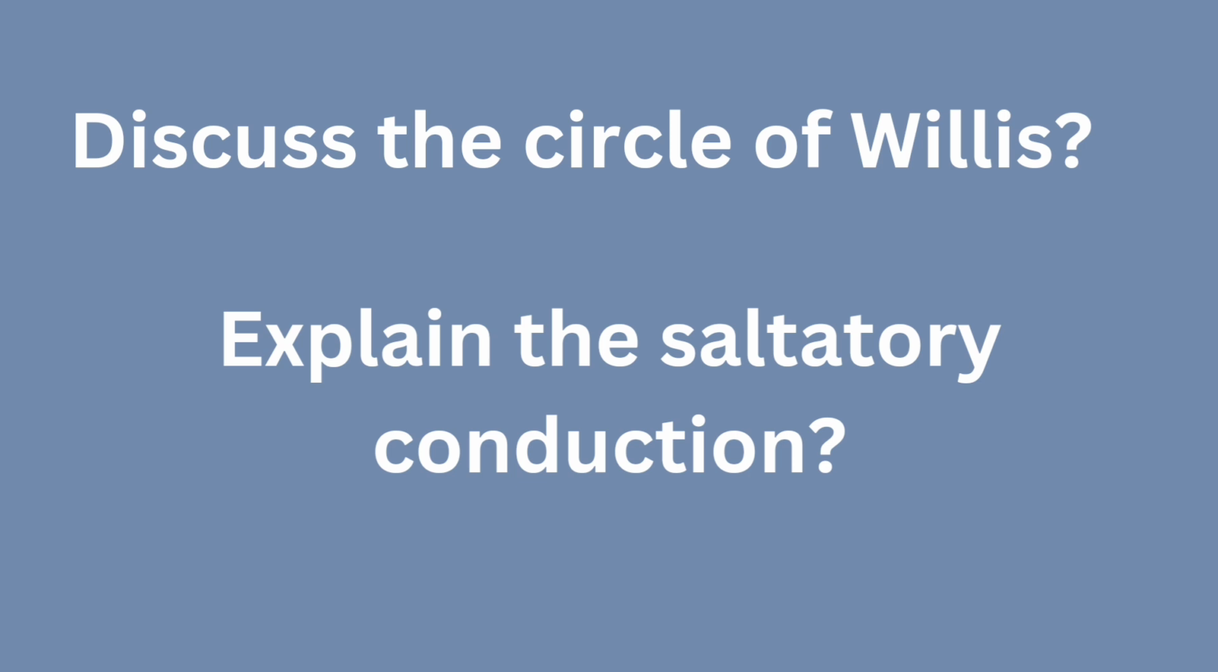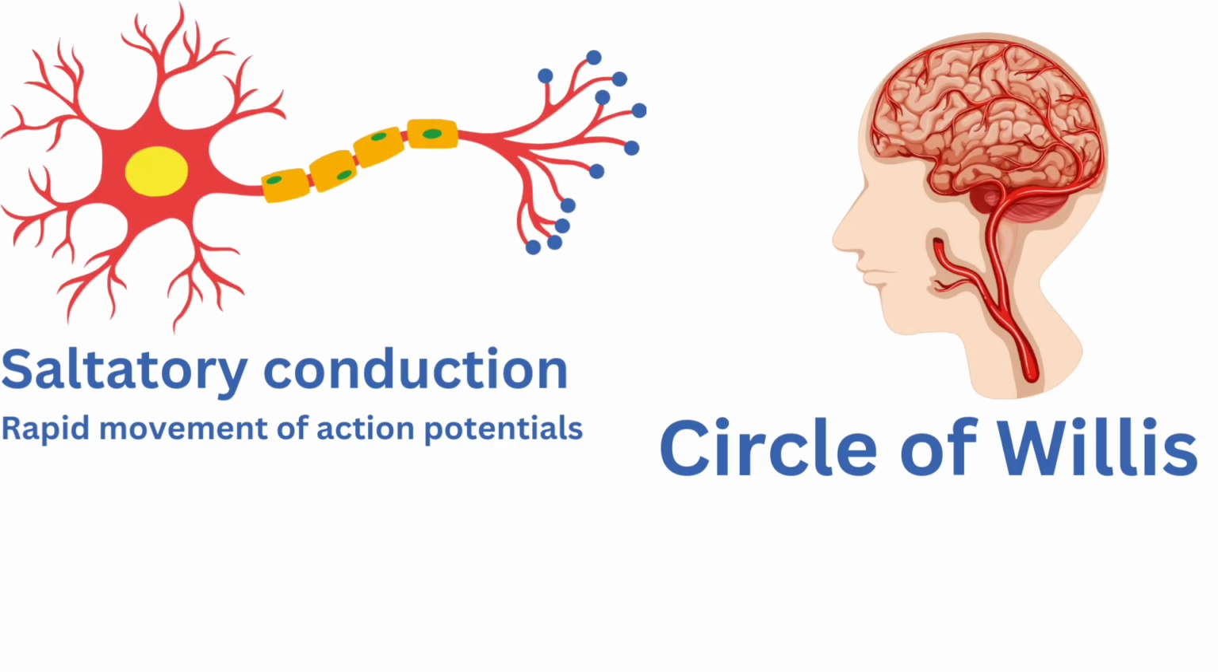Another question that most students don't really pay much attention to is the circle of Willis and saltatory conduction. Saltatory conduction is the rapid, jumping movement of action potentials along the myelinated axon. It's a rapid way of nerve transmission. So you read that up. It's one of those common questions in PTAs and of course the first year in School of Nursing.